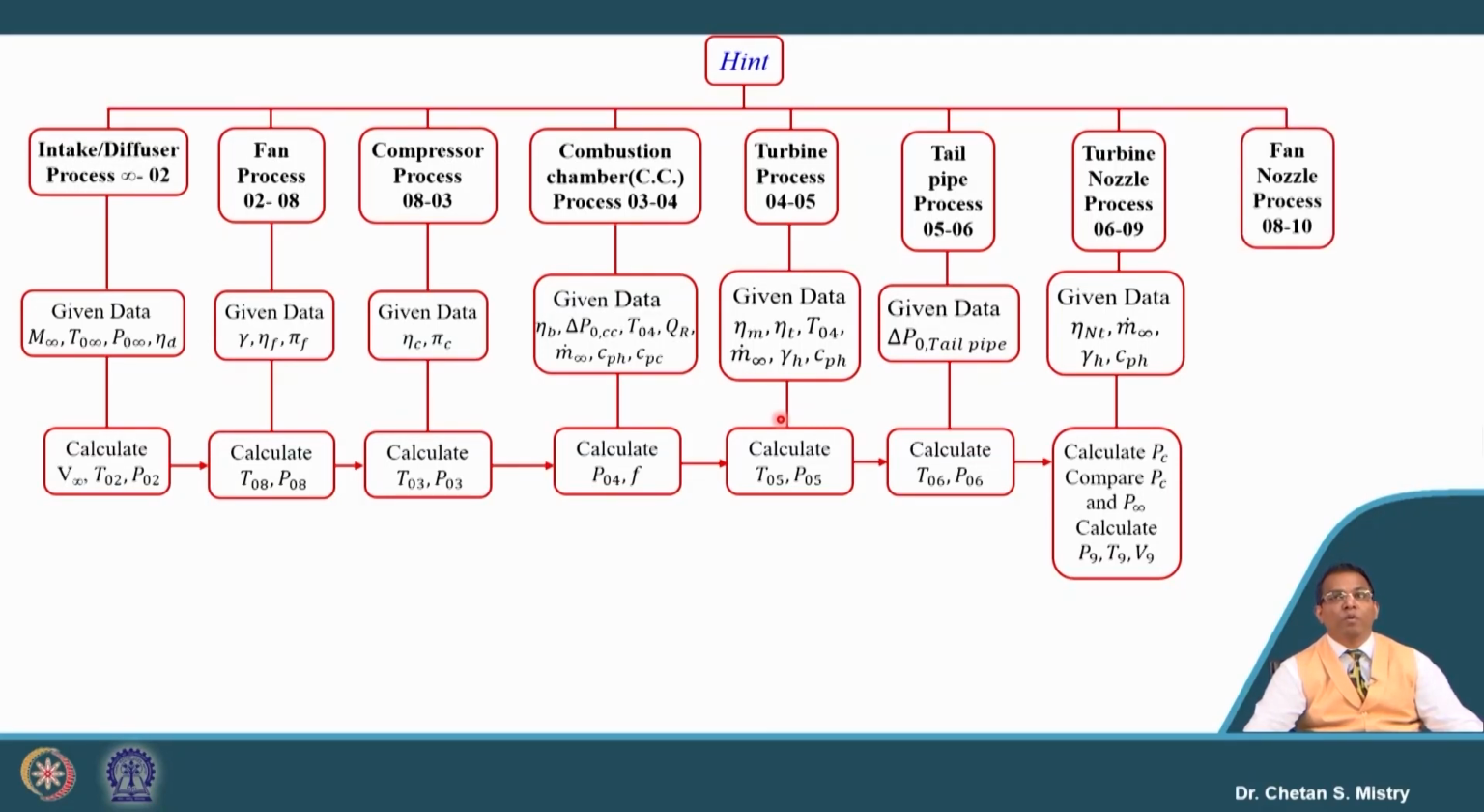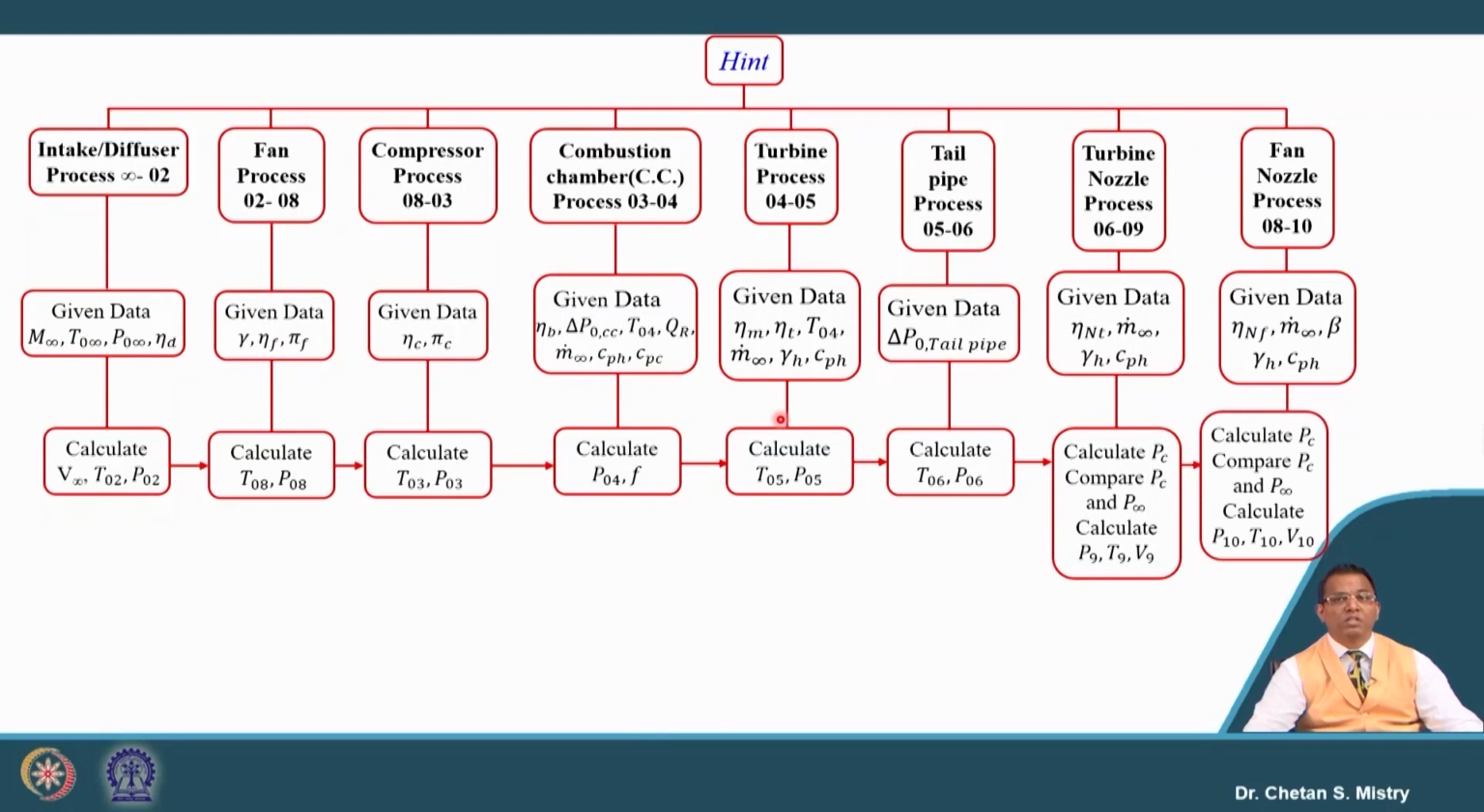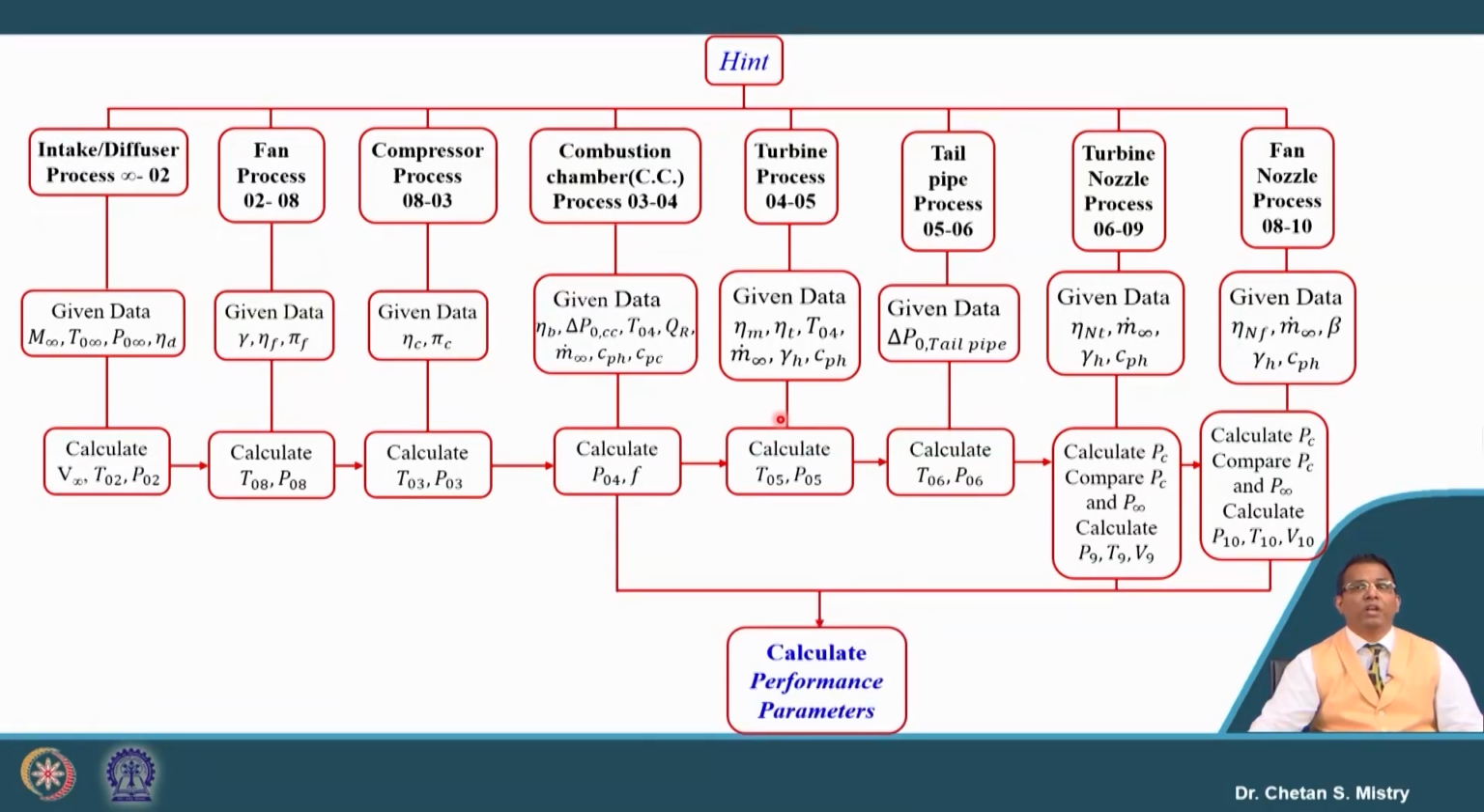We have another nozzle, the fan nozzle. For that fan nozzle also the efficiency is known to us, and the bypass ratio is known to us. We will do our calculation for the critical pressure. Based on that we will calculate static pressure, static temperature and the velocity from this fan nozzle. Once we are able to do the calculation for all these parameters, we can calculate the performance parameters for this turbofan engine.